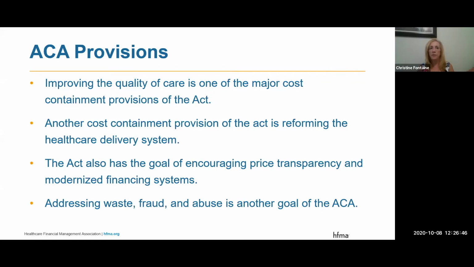Improving quality physician reporting. It's looking to reform the healthcare delivery system and how providers get paid. It is encouraging, certainly, price transparency, which I think everybody's talking about right now, as that CMS mandate is scheduled to be as of January 2021, doesn't appear to be going anywhere, and certainly addresses the issue of waste, just charging, ordering, certainly fraud, and then certainly abuse.